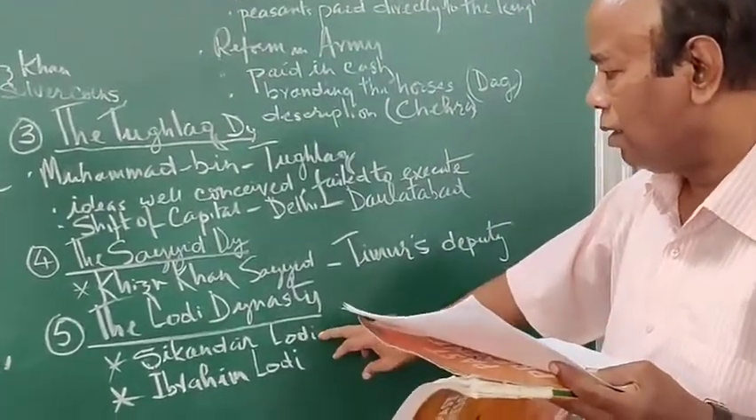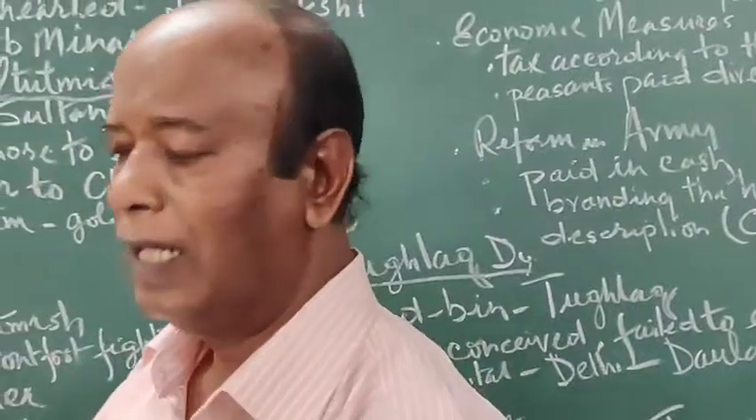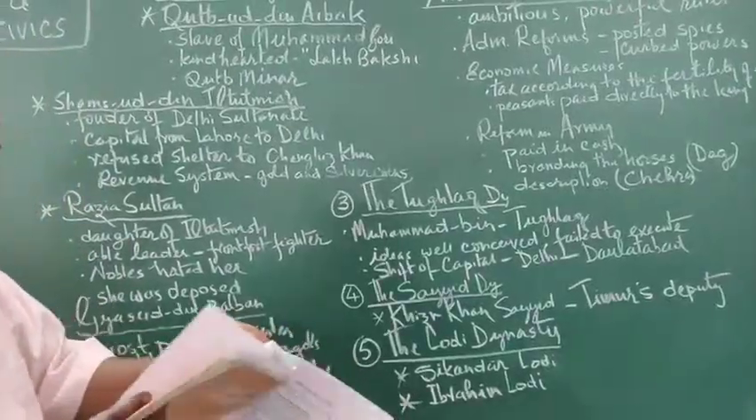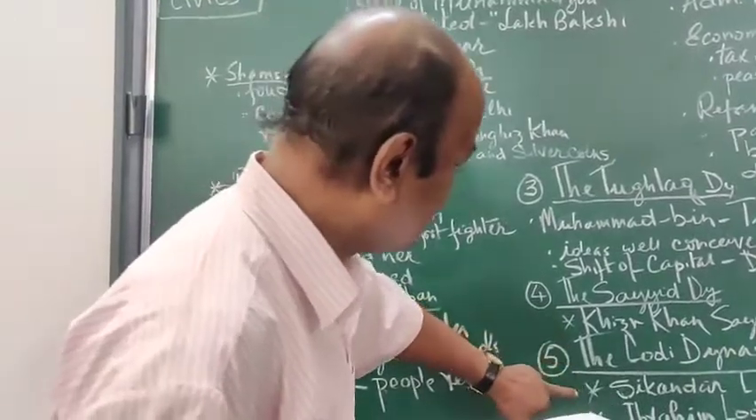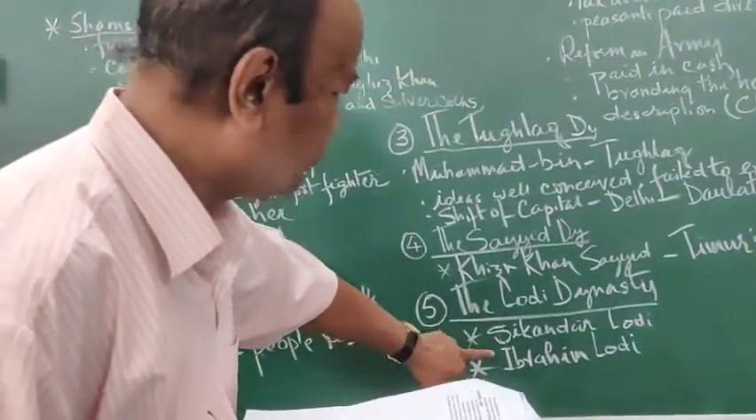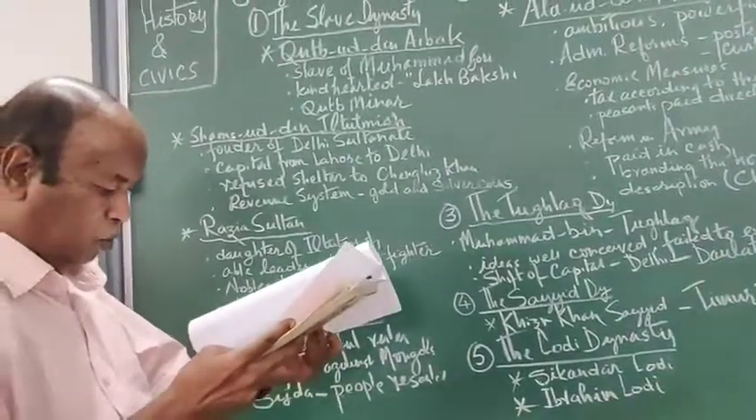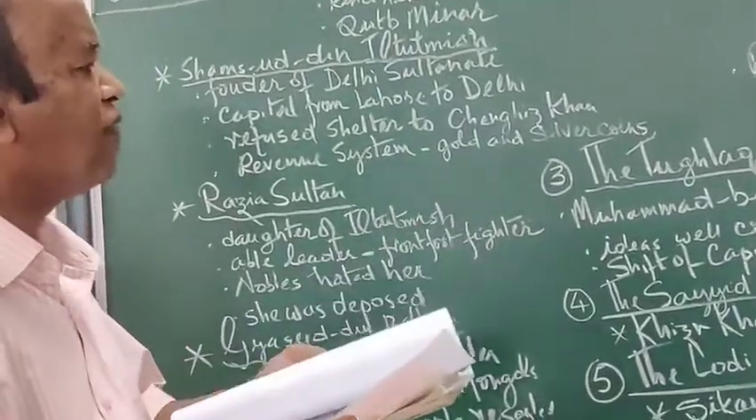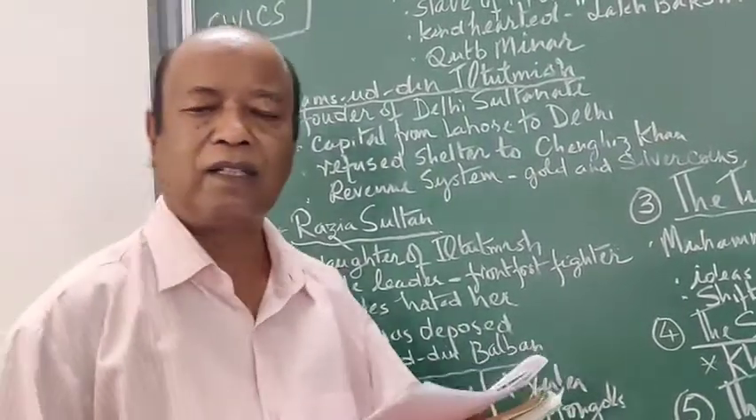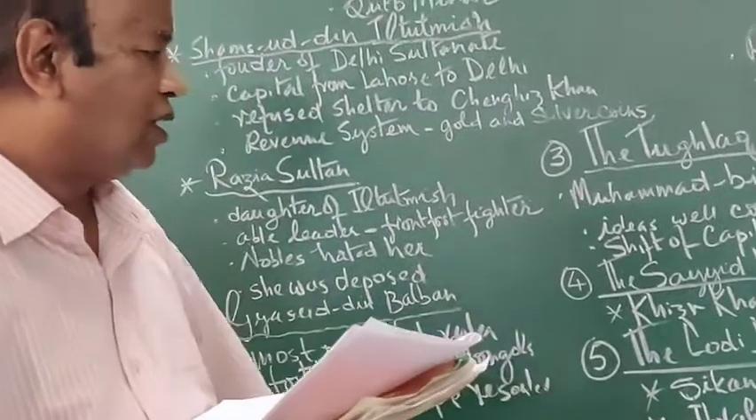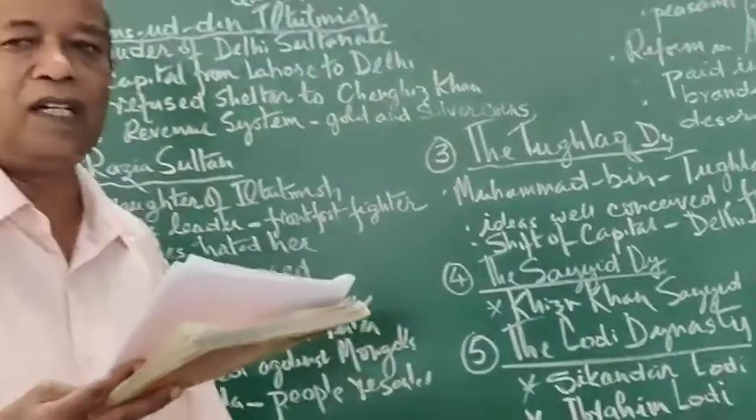Then the Lodi dynasty comes, the last dynasty of the Delhi Sultanate. So the Delhi Sultanate had five dynasties ruling over it. The first ruler of the Lodi dynasty was Sikandar Lodi. Sikandar Lodi was a very capable, very powerful ruler. He made a friendship with Bengal. He had treaties with many kings and rulers so that he could expand his empire. When he died, Ibrahim Lodi became his successor.